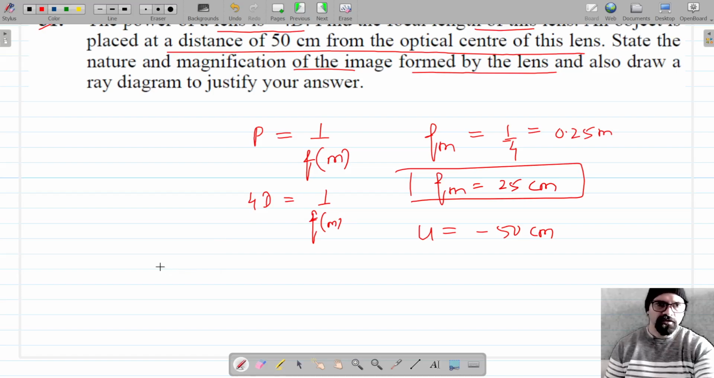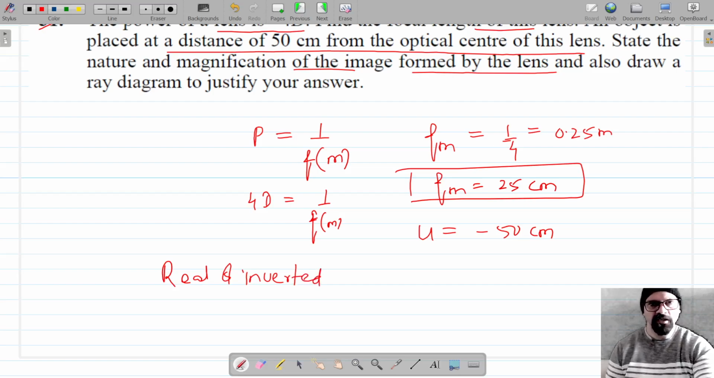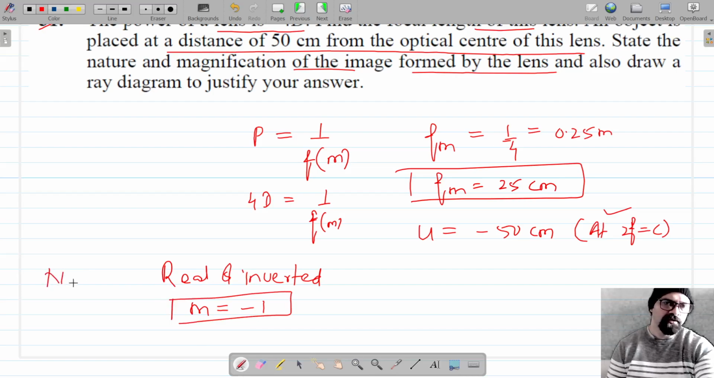Let's write the nature. The nature is real and inverted. That's the nature, and we will show it using the ray diagram as well. And for magnification, because it's inverted, we will use a negative sign, and it's equal to the size of the object because the object is placed at the center of curvature. So this is placed at twice the focal length, which is the center of curvature, and we know that when the object is placed at the center of curvature, the image and the object size are equal, and when they are equal, the magnification is 1. So magnification is -1, and the nature is real and inverted.